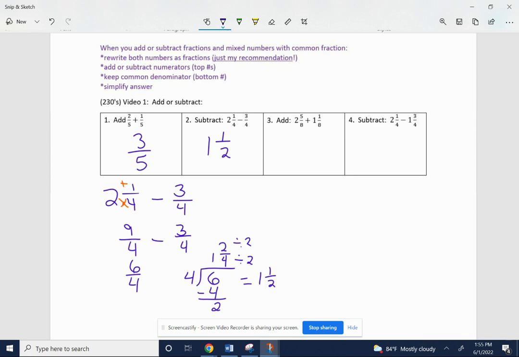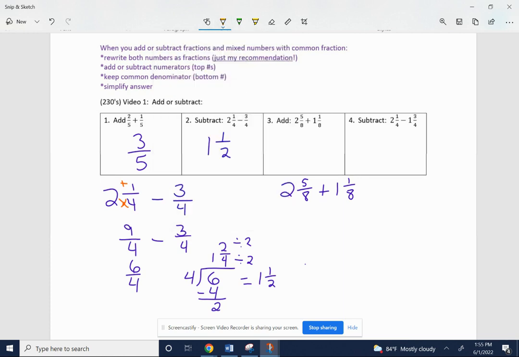Okay, why don't you guys try 3 and 4 for the next two problems? Sometimes you're not going to see the same exact problem numbers. But you guys try the next two problems on your own. Pause the video as you do that, and then unpause it and see if you get these right. Okay, the third problem, 2 and 5/8 plus 1 and 1/8. Okay, I'm going to write it bigger.